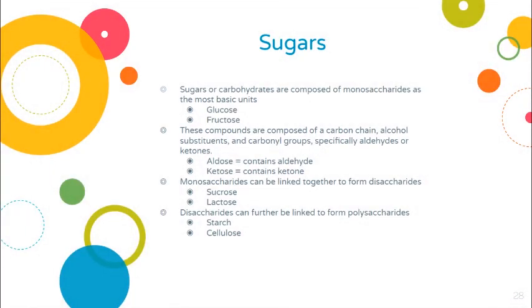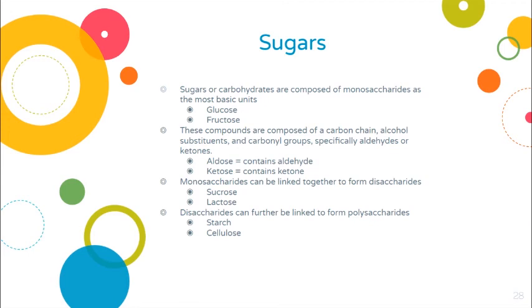A special group of organic compounds are known as carbohydrates or sugars. These are composed of monosaccharides as the most basic units. Examples of such are glucose and fructose. These compounds are composed of a carbon chain, alcohol substituents, and carbonyl groups, existing specifically as aldehydes or ketones most of the time. Monosaccharides containing aldehydes are called aldoses, whereas monosaccharides containing ketones are called ketoses.